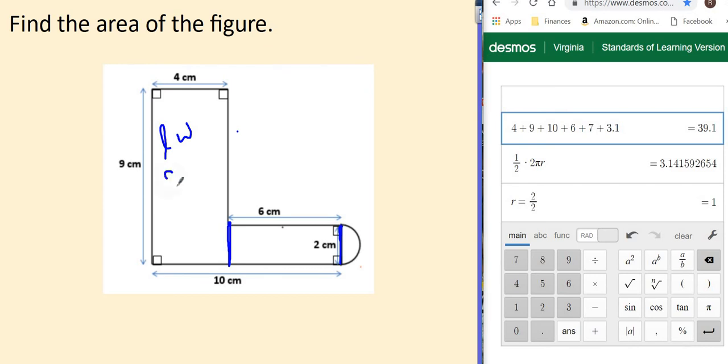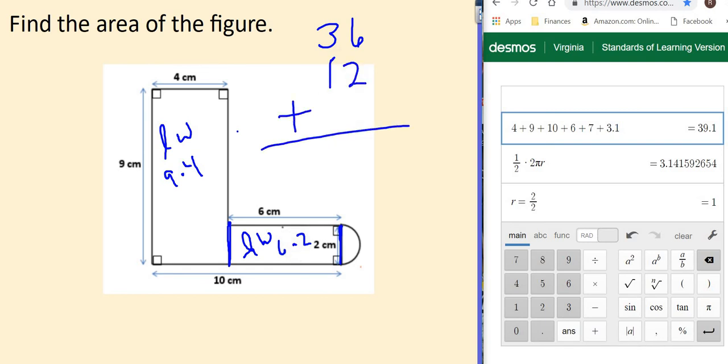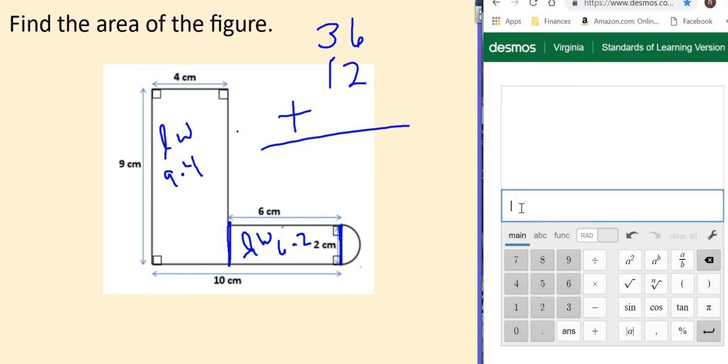Length times width, which is 9 times 4. Okay, and 9 times 4 is 36. Then this smaller rectangle at the bottom is 6 times 2. Length times width, which is 6 times 2, which is 12. And then all we have left is the area of a semicircle. So, again, to do the semicircle, you have to start with 1/2. And the area of a circle is pi r squared.